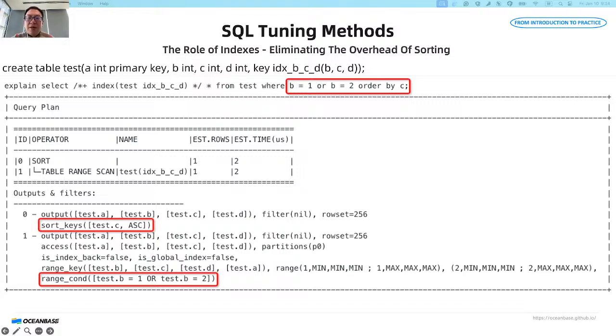This SQL statement needs to be sorted. There is an extra OR here. The plan will scan 2 batches of data through the index. Although column C is ordered within each of the 2 batches of data, it's out of order between the 2 batches. Therefore, a sort operator will be allocated on the upper layer of the table scan to sort the column C.